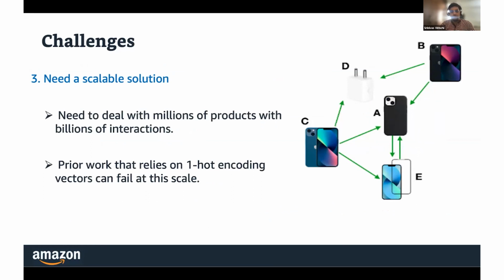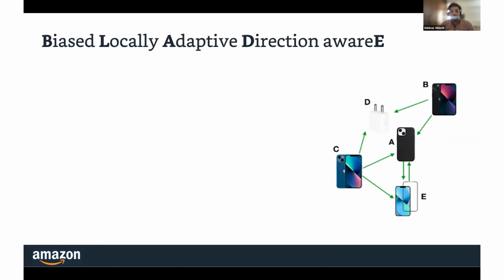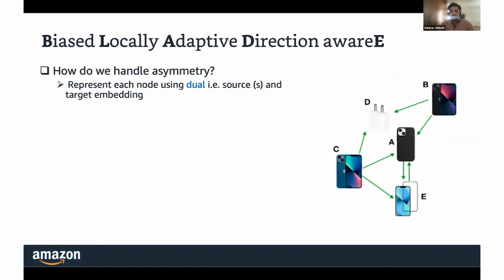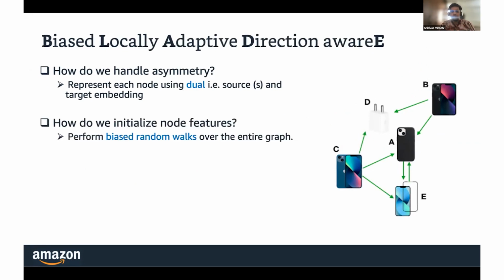To address all these three things, we come up with a proposed framework which we call Blade. In order to handle this asymmetry, we go for two embeddings. For every node, we have a source and a target embedding, which we use to handle the direction. And to initialize the node features, we use some sort of pre-training where we deploy biased random walks and generate the embeddings for each node and feed them as input to the GNN during training.